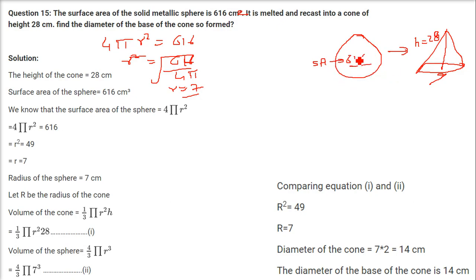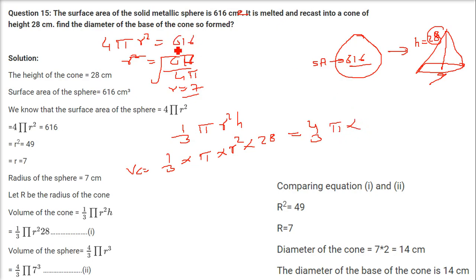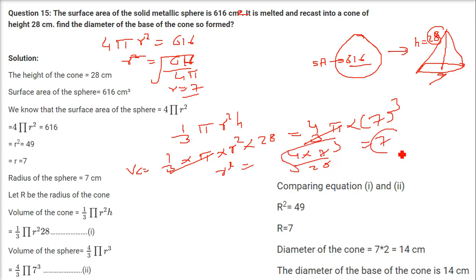What is the volume of a cone? It is 1 by 3 pi r square h, which is 1 by 3 into pi into r square, which we have to find out, into h, which is known, 28. This is equal to the volume of the metallic sphere, which is 4 by 3 pi r cube, and we found r is 7, so 7 cube. The pi by 3 cancels, so r square is 4 into 7 cube by 28, and if you take the root, it comes to 7 again. Now 7 is the radius, but the diameter has been asked for. The diameter is 2 into 7, which is 14 centimeter. So this is the diameter of the cone.